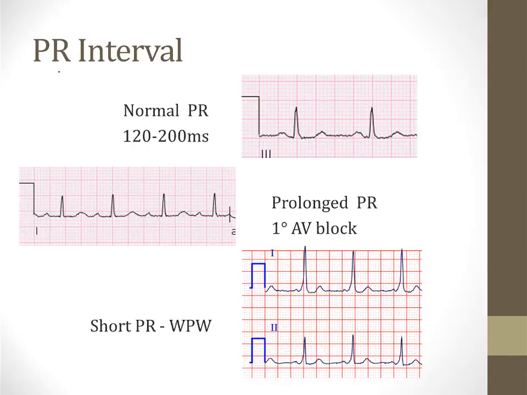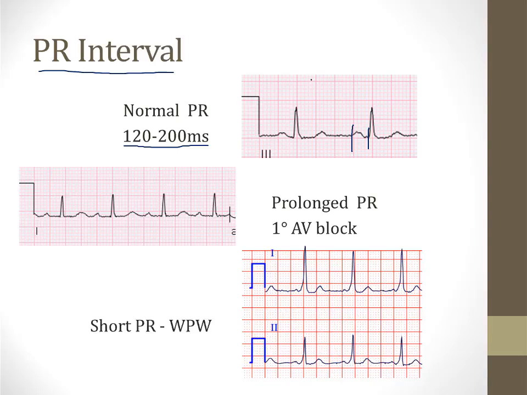I'll finish this module by going through the different time intervals in the surface EKG, and I'll start with the PR interval. This is the time from the start of the P wave to the start of the QRS complex, and a normal PR interval is 120 milliseconds to 200 milliseconds in duration. And it's very easy to identify PR prolongation with your eye.